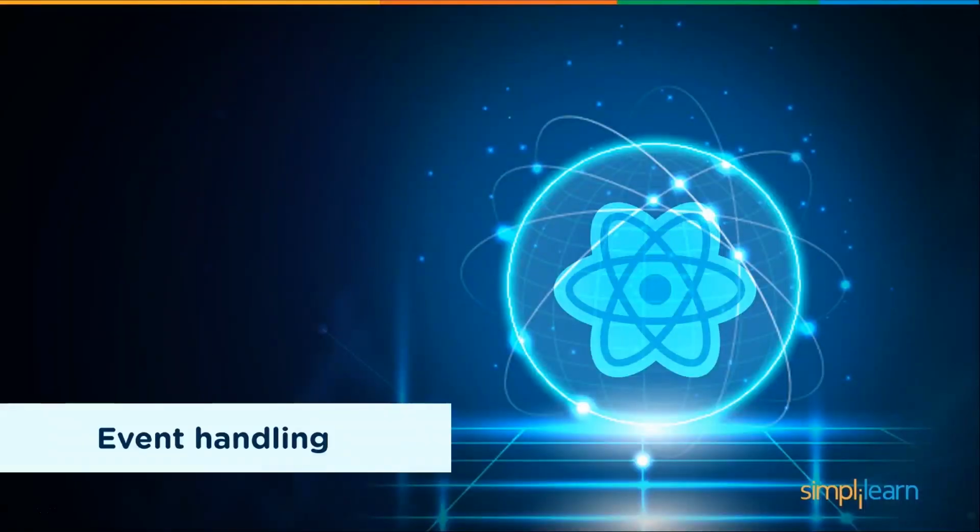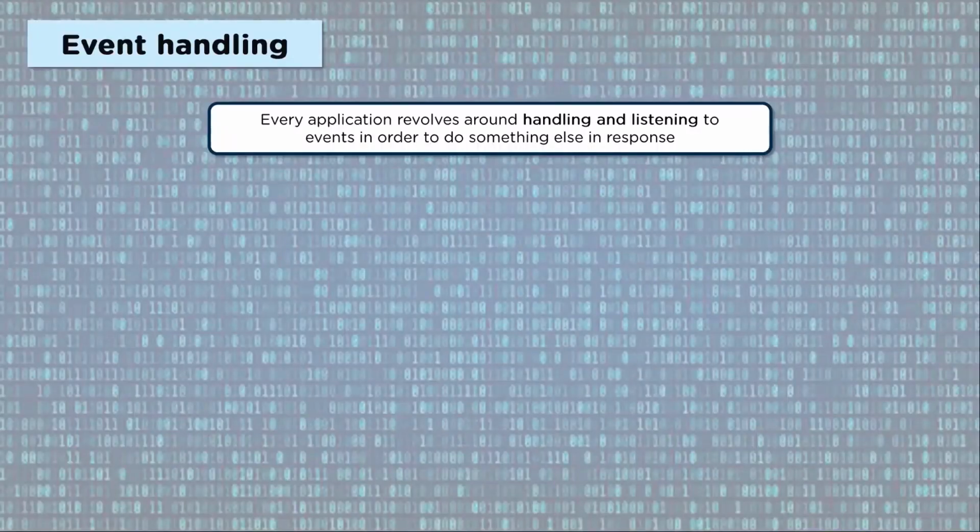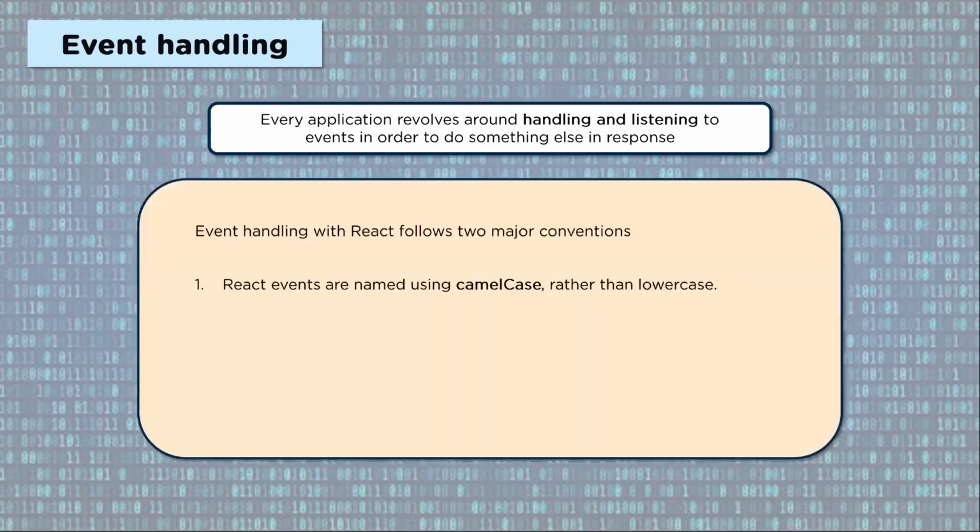Let's talk about event handling. Now, events are going to be the notifications or triggers or user performed actions that would trigger the state in a component to get modified. So every application revolves around handling and listening to events in order to do something else in response. So in response to an event, you can perform an action.